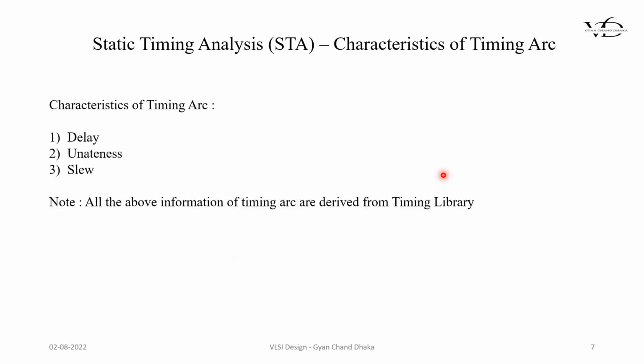Now what are the characteristics of timing arcs? These are the most important characteristics of a particular timing arc. The delay, basically what is the delay associated with that particular timing arc. Then unateness. What is unateness? We will be covering it in our next chapter. And then the slew of that particular timing arc. All of this information is present in the timing library, and we have to derive it from the timing library of that particular standard cell. We will walk through the timing library of a particular cell and see how we can derive all this information from it.